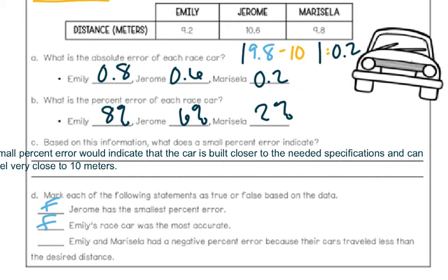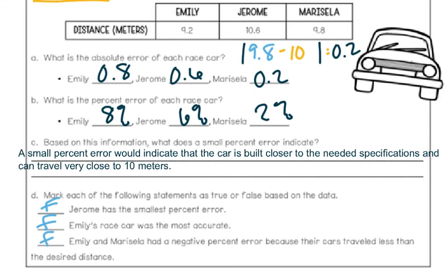We'll look at the last one. It says Emily and Maricela had a negative percent error because their cars traveled less than the desired distance. This is also false since we found the absolute value. It's going to be positive, and in this case, we just have 8% and 2%. And we can determine what those mean by looking at how close they are to 0 for the percent error.